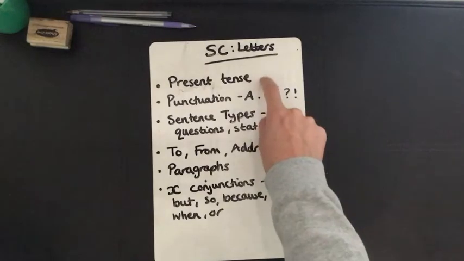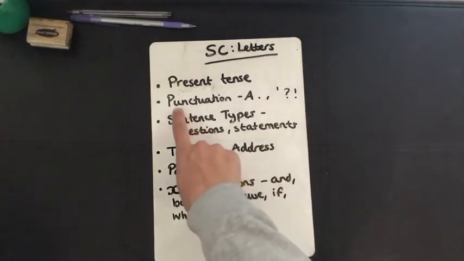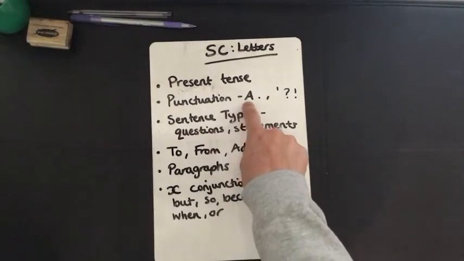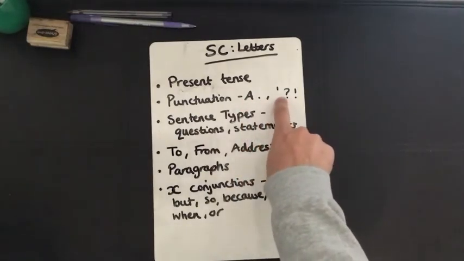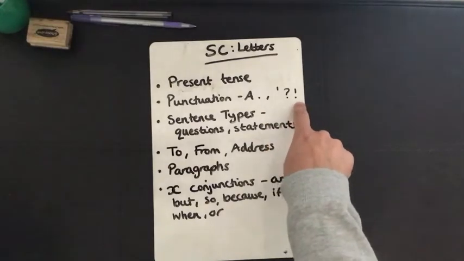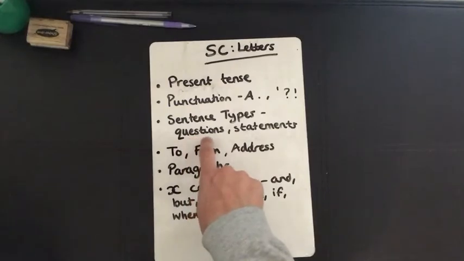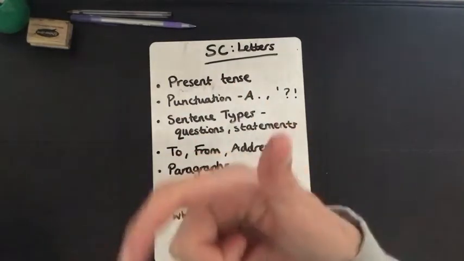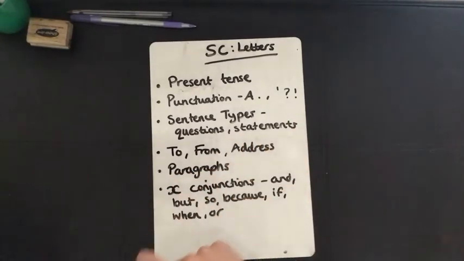So a letter is written in the present tense, which means it's written about now. I want to see all that punctuation that you've learnt in year 2, so capital letters used in the correct places, full stops, commas if you need them, apostrophes if you need them, question marks and exclamation marks. Different sentence types. Now asking questions is very important in letters because then you might get a response back from them. Writing statements, so facts about yourself.